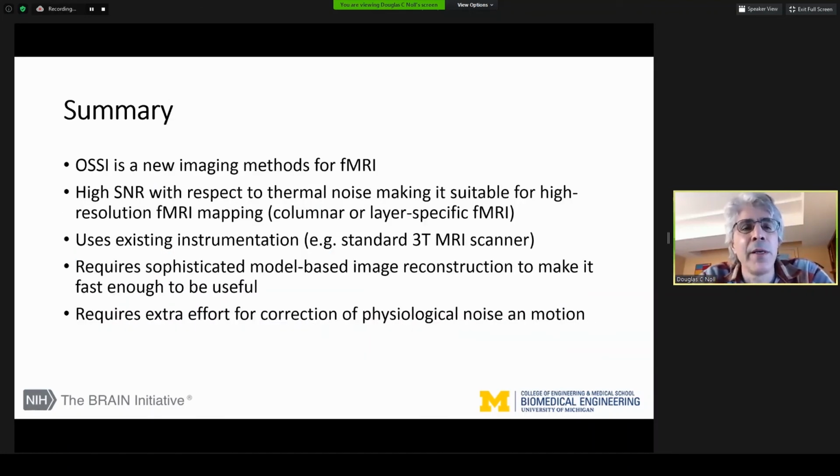So in summary, our OSCI method is a new imaging method for fMRI. It produces high SNR, at least with respect to thermal noise, making it suitable for high resolution fMRI mapping. It uses existing instrumentation. We've done nothing special in terms of the hardware, it just uses it. But it does require some sophisticated model-based image reconstructions to make it fast enough to be useful. And lastly, because it is sensitive to physiological noise and motion, we're spending a lot of effort to try to make that better.